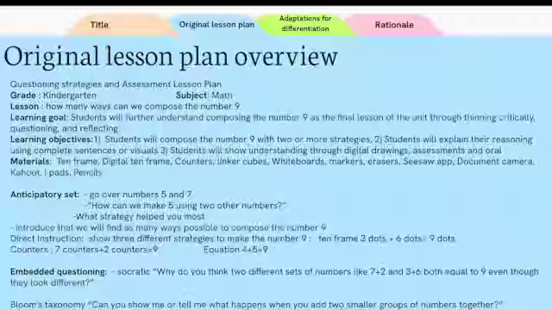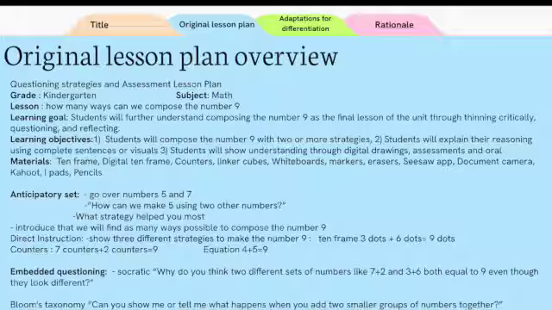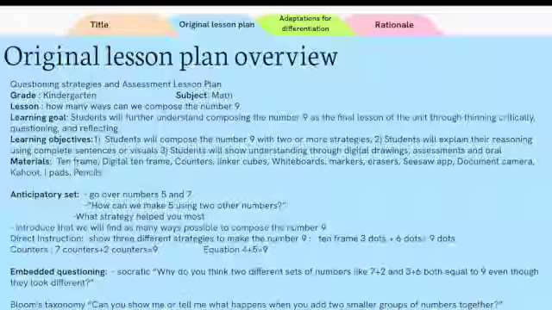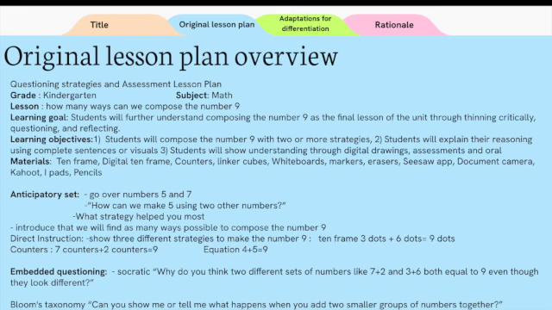In the direct instruction, we're going to show three different ways to make the number 9 using different strategies: the 10 frame, the counters, and the equation. We also have embedded questioning, such as Socratic questions. Why do you think two different number sets like 7 plus 2 and 3 plus 6 both equal 9, even though they look different? And then Bloom's taxonomy questions. Can you show me or tell me what happens when you add two smaller groups of numbers together?